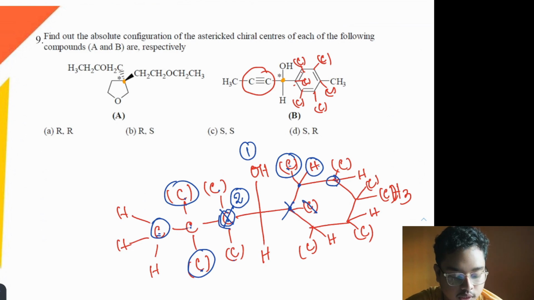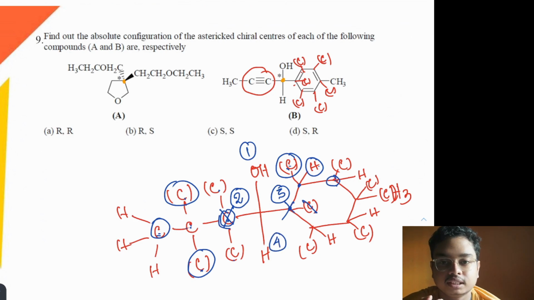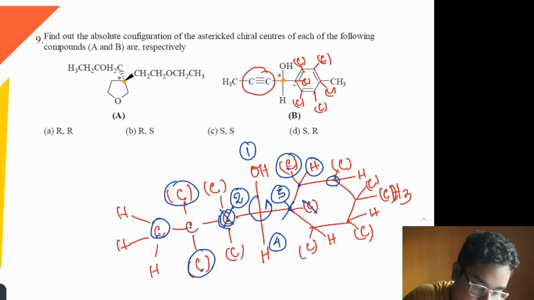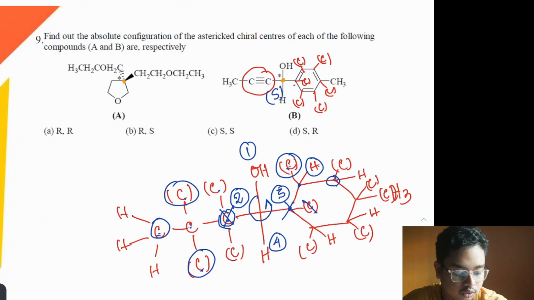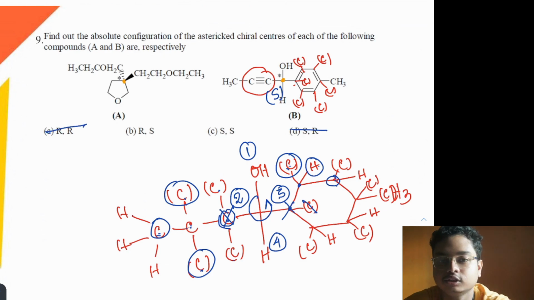3 carbon, 2 carbon, 1 hydrogen. This will be the highest priority. So this will be the third priority. This will be the fourth priority. Since the fourth priority group is present on the vertical bond, the rotation of 1 2 3 is anti-clockwise in nature. That means this carbon is S. So we have to find the answers where the S is there. So these two are not there, so we simply eliminate those options.